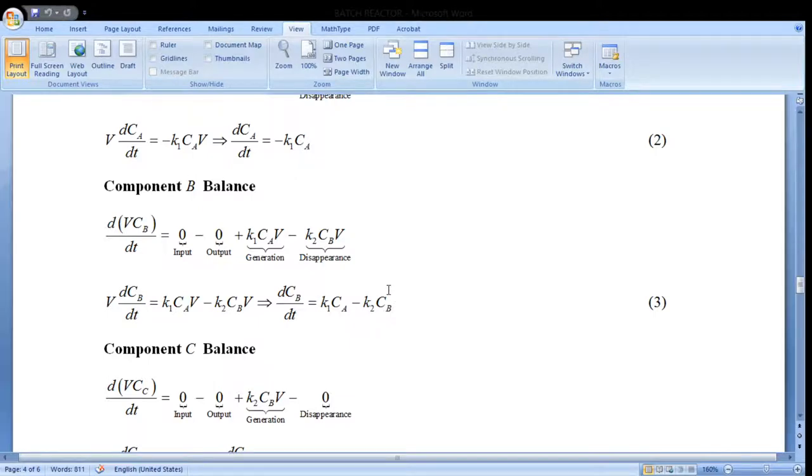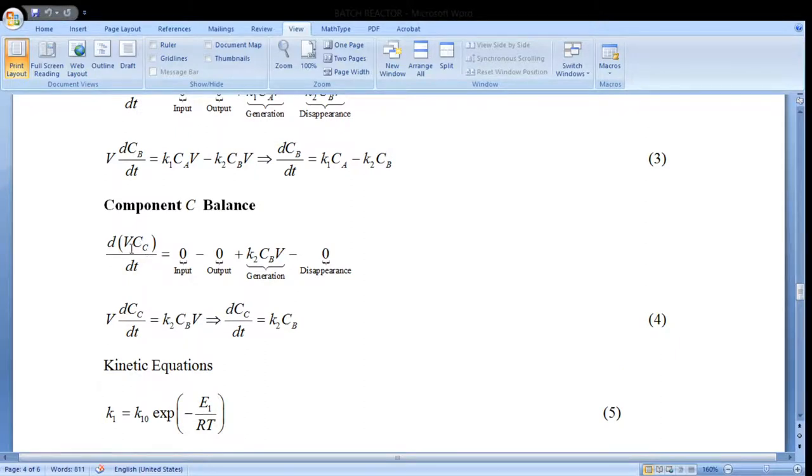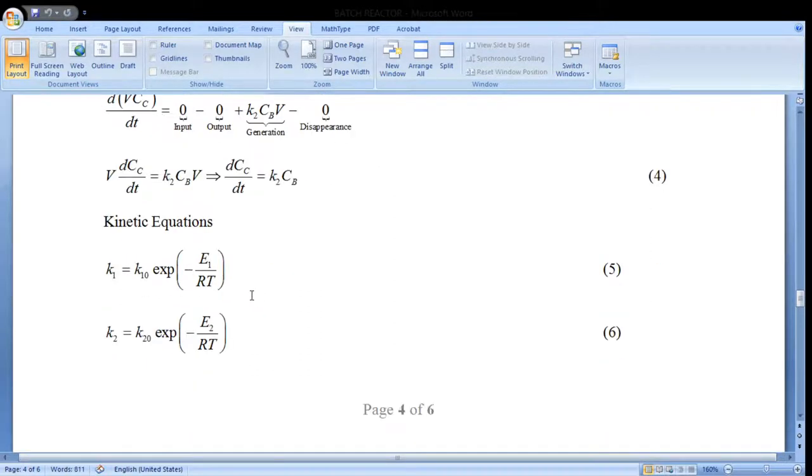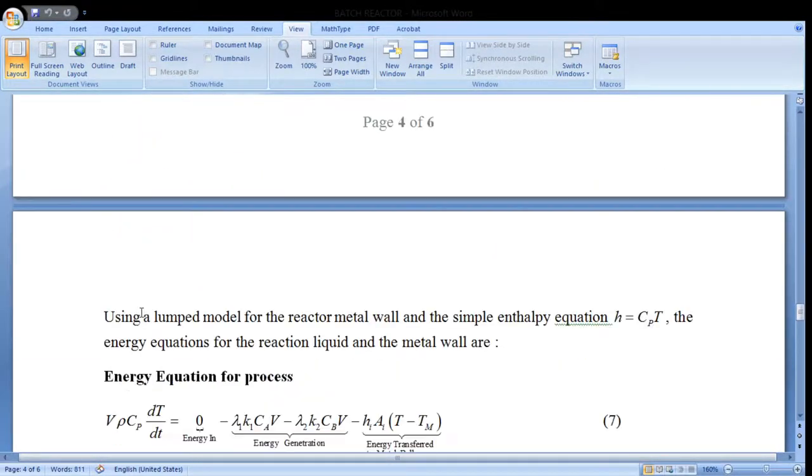Now component C. For the C case, we can write a total balance equation. For component C, input is 0, output is 0, generation is K2 CB, disappearance is 0, so you will get another equation, dCC upon dt equal to K2 CB. Now kinetic equations. From the Arrhenius equation we will get K1 equal to K10 exponential minus E1 upon RT, K2 equal to K20 exponential minus E2 upon RT. So these are the kinetic equations for that.